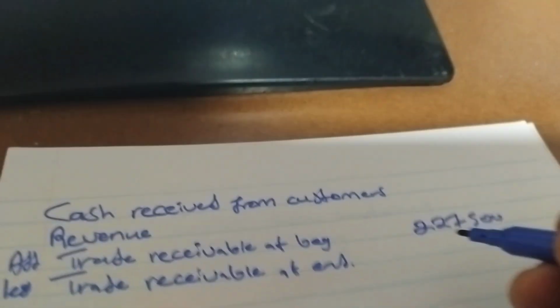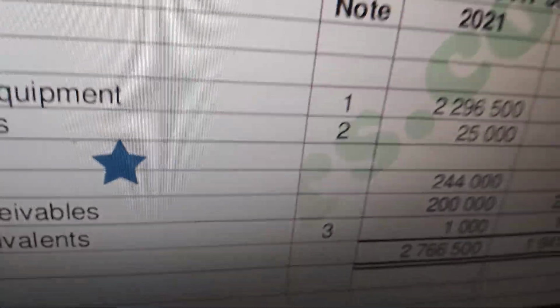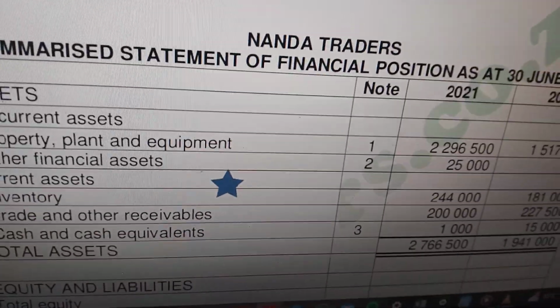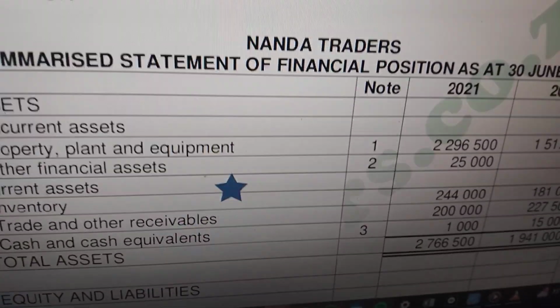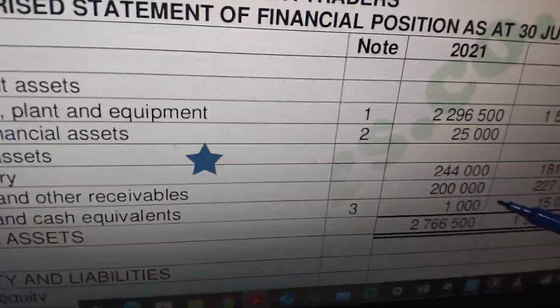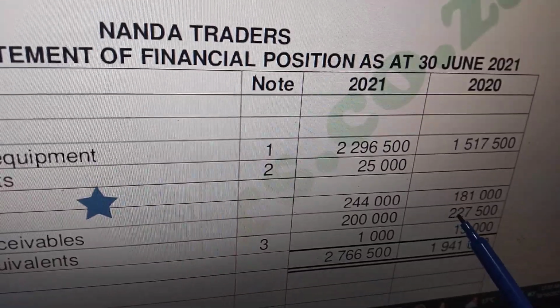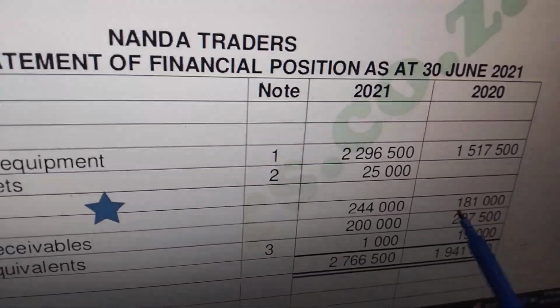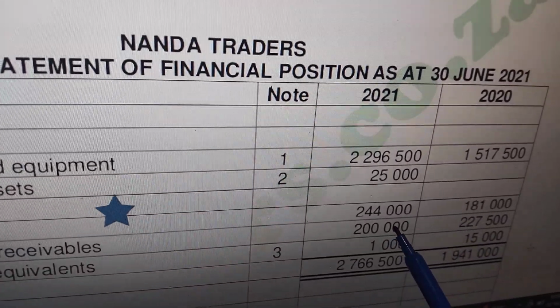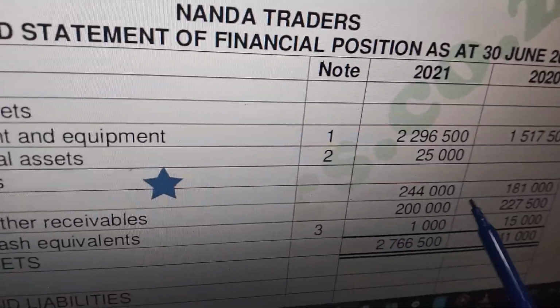227,500. And then at the end, trade receivable at the end, we're gonna have 200,000. This is 227,500 at the beginning, and this 200,000 is the trade receivable at the end.